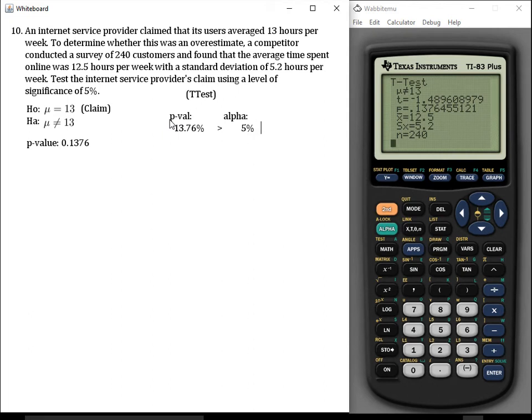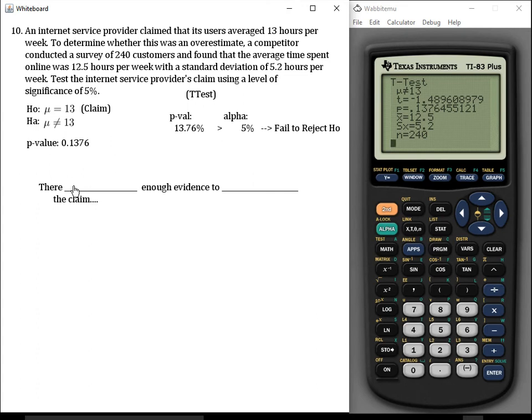If the p is low, the null must go. Well, in this case, the p-value is not low, it's larger than alpha, so we fail to reject the null hypothesis. And so I just need to fill in my sentence based off of that result.